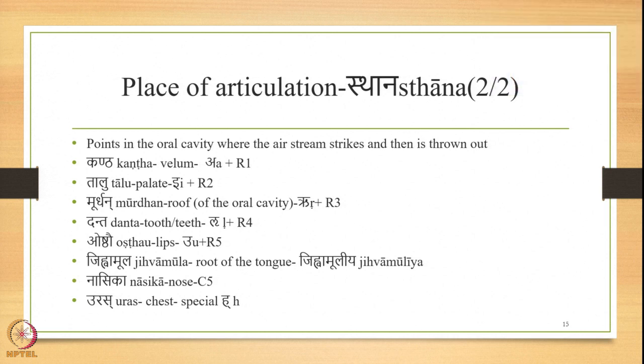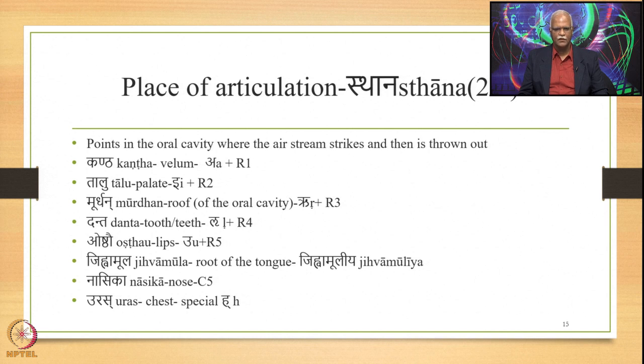Danta, tooth or teeth, is the place of articulation of the vowel lu and all the consonants that come in the fourth row. Oshthau or lips, they are the place of articulation of the vowel u and all the consonants mentioned in row 5. Jivha Mula, the root of the tongue, is the place of articulation of the sounds which are known as Jivha Muliya. Nasika or nose is the place of articulation of all the sounds which are mentioned in column 5. And Uras is considered to be the place of articulation of a special sound H, as described in Paniniya Shiksha.